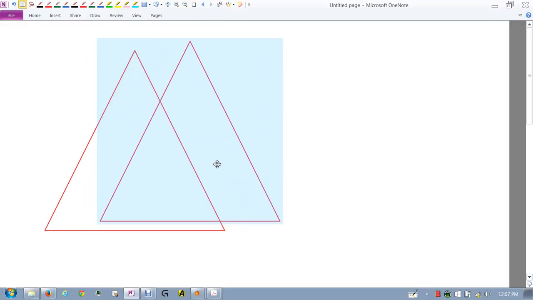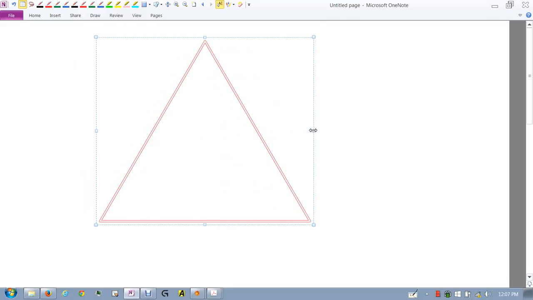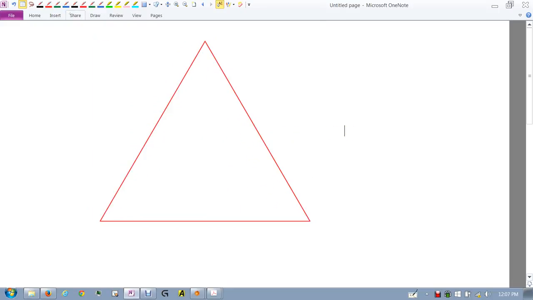All right, I'm going to do another one. This one is going to be a little more interesting, I think. I hope you'll enjoy it. All right, what we have here is an equilateral triangle. Yes, equilateral. What does equilateral mean? Equal lengths, right? All the sides are the same length.